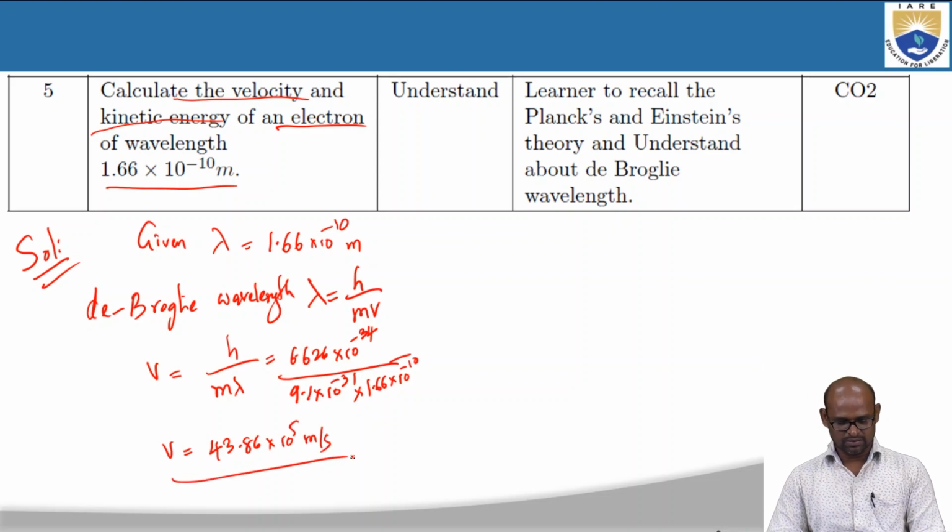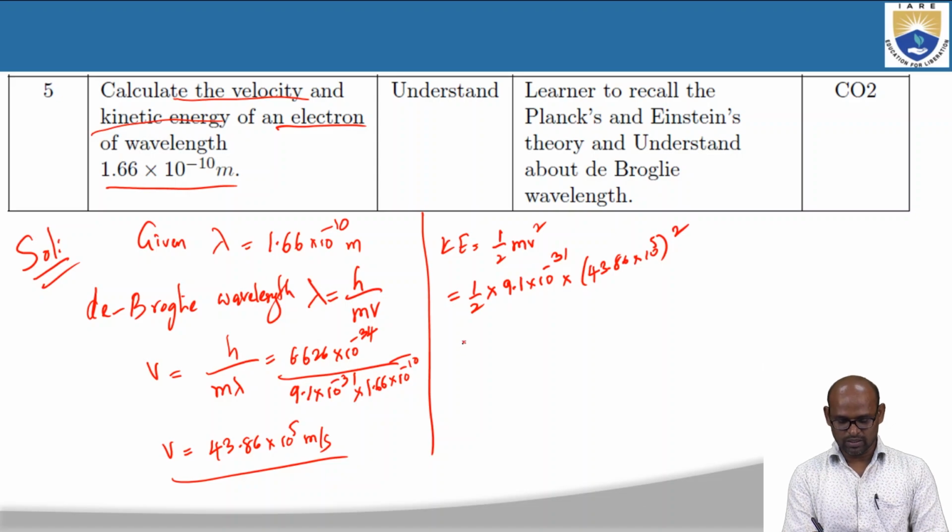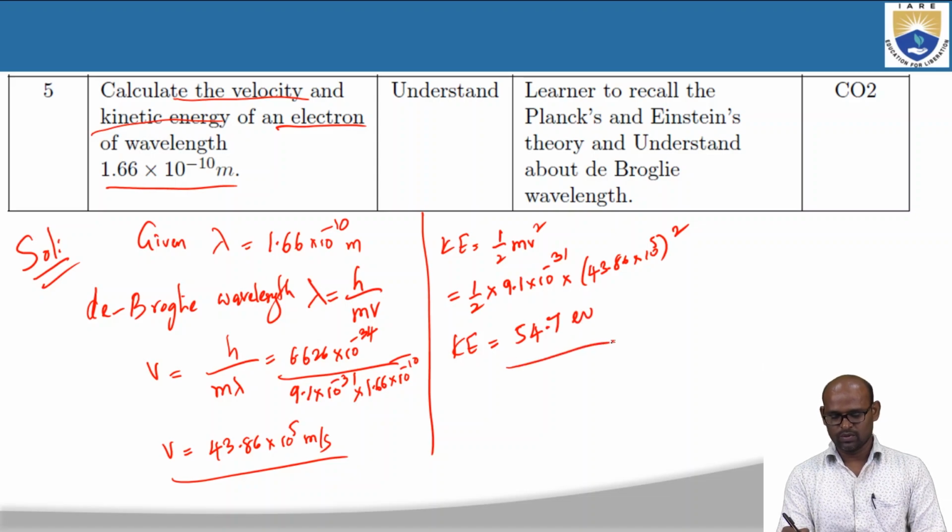Once we calculate the velocity, we can calculate the kinetic energy. Kinetic energy is defined as half m into v square. So 1 by 2 into the mass of the electron, 9.1 into 10 power minus 31, into the velocity, 43.86 into 10 power 5, whole square. The kinetic energy we get is 44.7 electron volts.